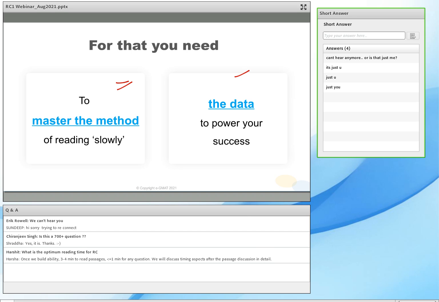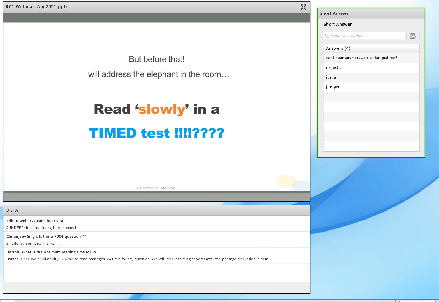So first, let's address that elephant in the room. How many of you find this logic to be counterintuitive? Throughout this entire session, we're telling you that you need to read slow, you need to read slow. How many of you believe that, hey, this is difficult, how do you do this in your GMAT test environment? How many of you have this doubt or concern about time? I'm sure this is something that you feel, hey, how can you do all this? The kind of level of analysis that we have done for each and every passage, how can you do this in 3 or 4 minutes?